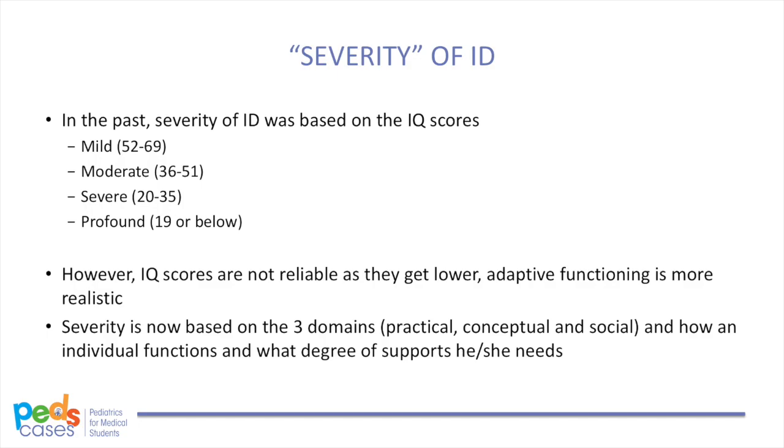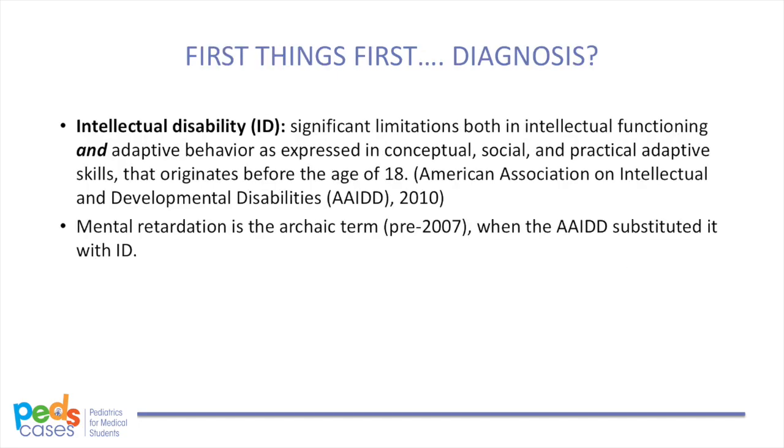Good. Now let's talk about intellectual disability. Sure. What about it? Well, what does it mean? Well, according to the American Association on Intellectual and Developmental Disabilities, or the AAIDD, intellectual disability is characterized by significant limitations both in intellectual functioning and in adaptive behavior as expressed in conceptual, social, and practical adaptive skills. This disability originates before the age of 18.